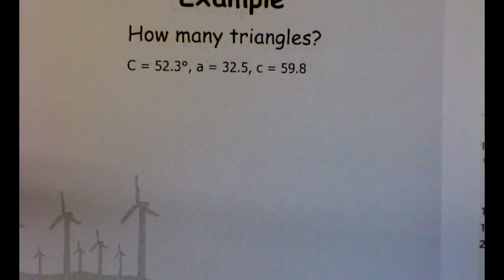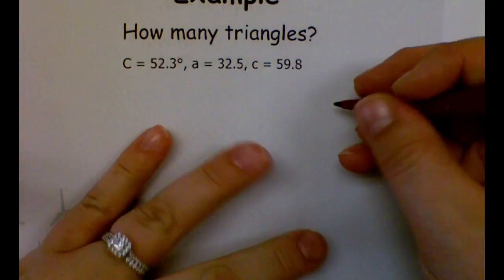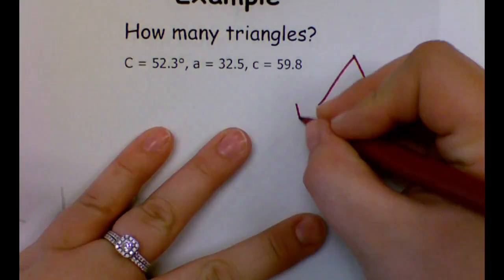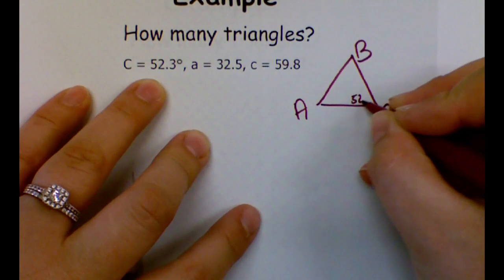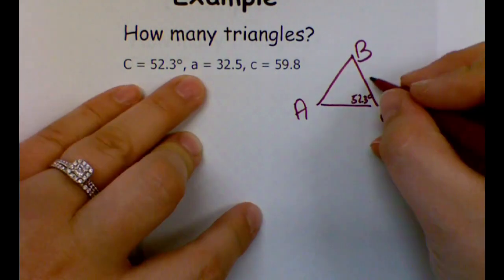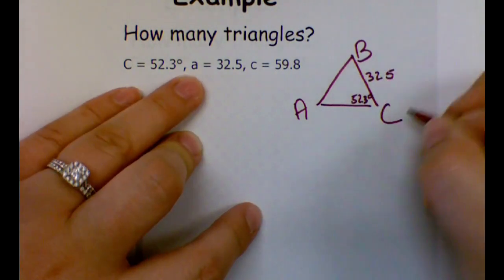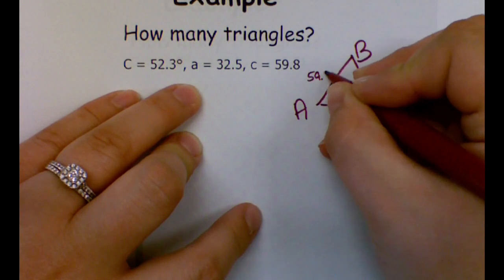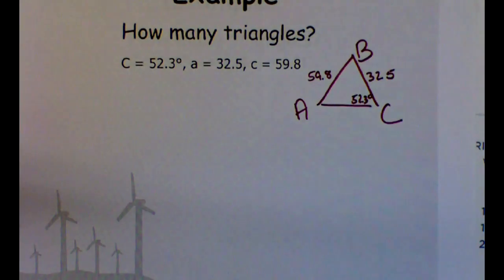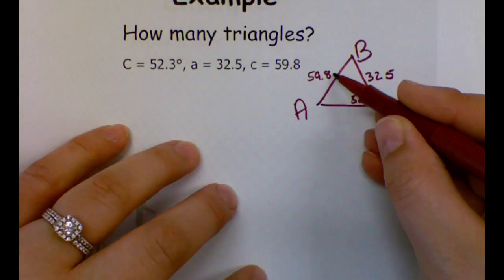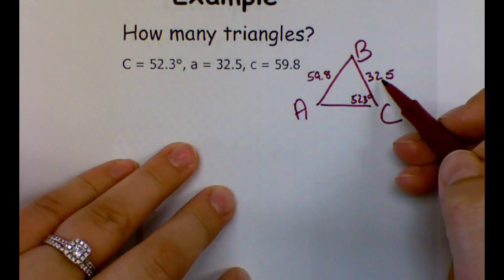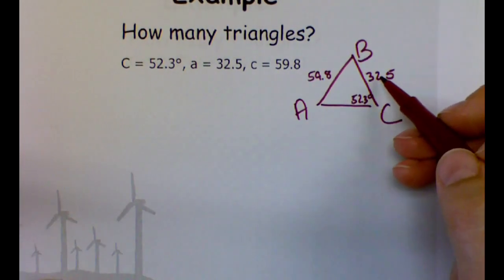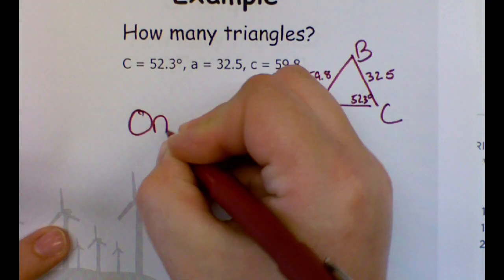All right, let's set up this next one. Again, I like the picture. The picture helps me think. Angle C is 52.3 degrees. Side A is 32.5. Side C is 59.8. All right, we start off with looking at the side across from the angle and my other side. The side across from the angle is bigger than the other side. Well, that means I don't worry about ambiguous case. And there's one triangle.